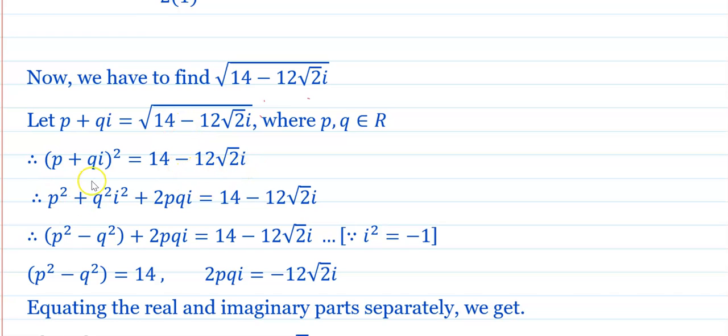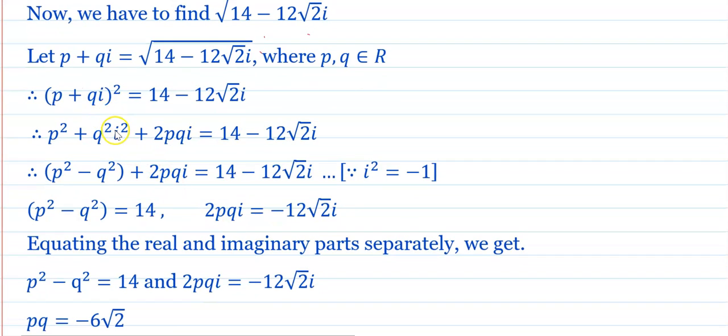Okay. मैं याचा स्क्वेअर करना p square plus q square i square plus 2pqi is equals to 14 minus 12 root 2i. Okay. आता या साइडला i square means what? Minus 1. Then you will get p square minus q square plus 2pqi is equals to 14 minus 12 root 2i. Equate real and imaginary part. P square minus q square is 14. 2pqi is equals to minus 12 root 2i.